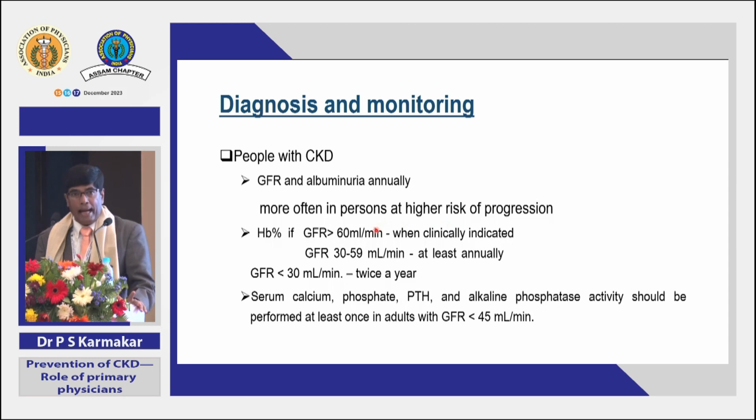And you all know that CKD is also associated with anemia, and hemoglobin percentage is definitely to be detected. If GFR is more than 60 milliliter per minute, it will not cause kidney dysfunction associated anemia. At that time, you will go for hemoglobin when clinically indicated. But if the patient shows GFR at the level of stage 3, at least annually you should go for hemoglobin detection, and in stage 4, twice a year. And serum calcium, phosphate, PTH (parathyroid hormone), and alkaline phosphatase, not from the very early stage, you will need to go for from stage 3B.